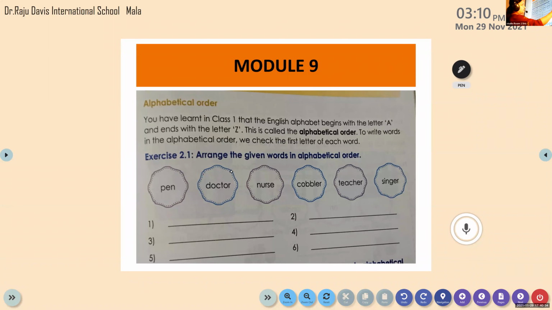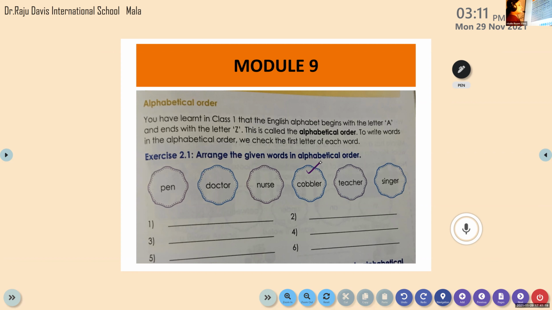Zara, pay attention here. Devadarsh, unmute. Tell me the first word. Which word will come first? Out of all these six words, which one will come first in the alphabetical order? C. Yeah, that is the first letter. You tell me the word. What is this word? Read it.